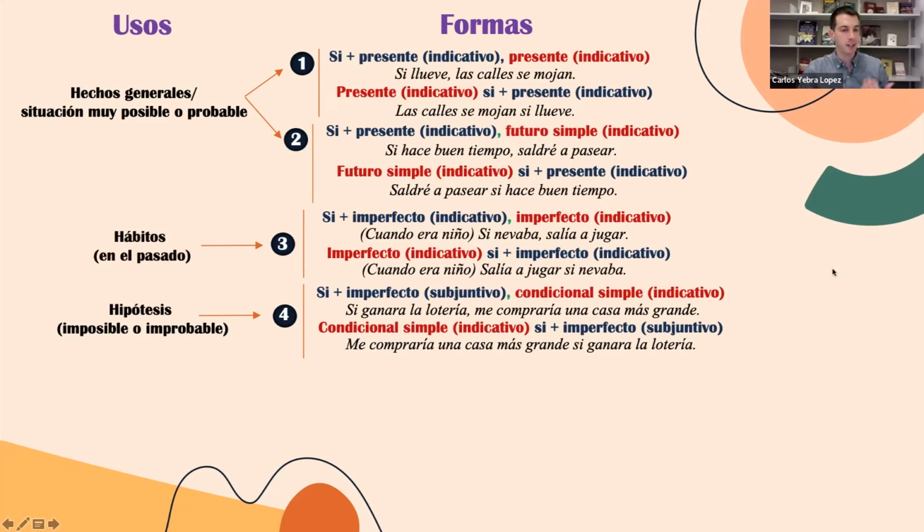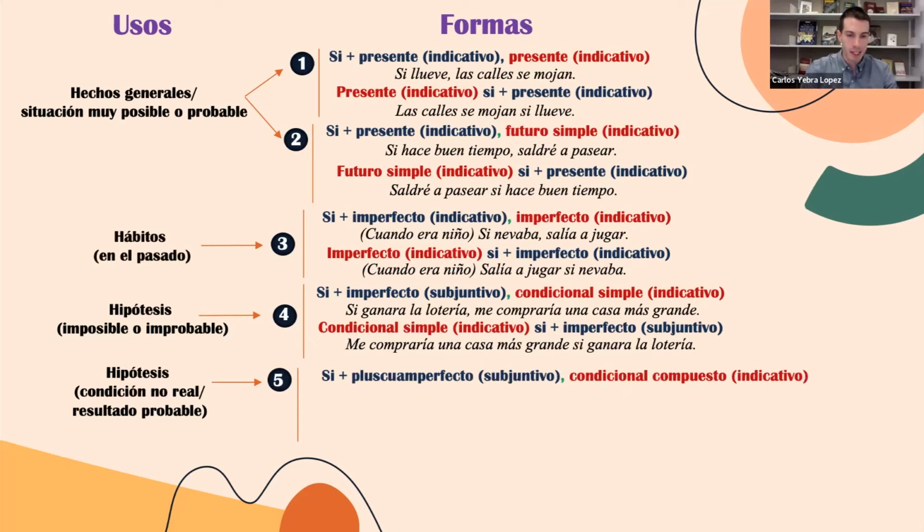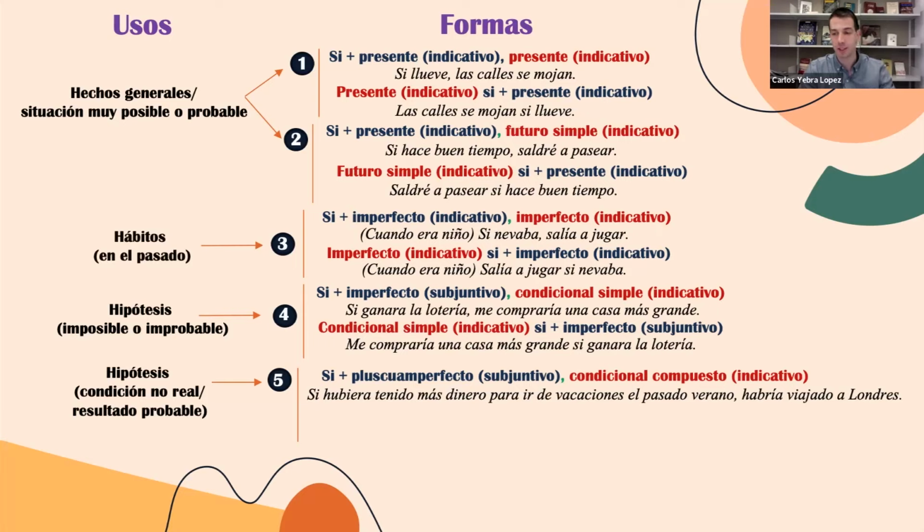And finally, we have a different kind of hypothesis, which is a hypothesis where the condition is not real and the result is likely. And for that purpose, we use si plus pluscuamperfecto de subjuntivo in the if clause, and then for the main clause, condicional compuesto in the indicative mood. And so it will be something like this. Si hubiera tenido más dinero para ir de vacaciones el pasado verano, habría viajado a Londres. So if I had more money to go on a vacation last summer, I would have traveled to London.